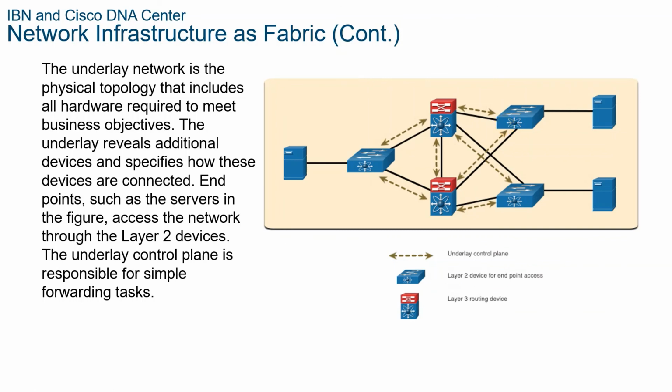Now, the underlay network is the physical topology that includes all the hardware required to meet the business objectives. The underlay reveals additional devices and specifies how these devices are connected. As shown in the figure, endpoints such as servers access the network through layer 2 devices. The underlay control plane is responsible for simple forwarding tasks. So when you say underlay network, that is still the traditional network that we have.